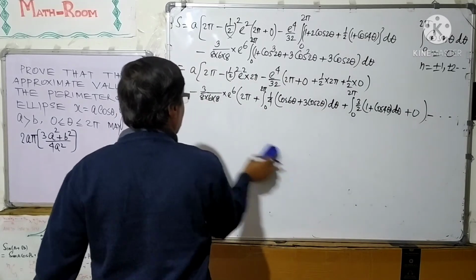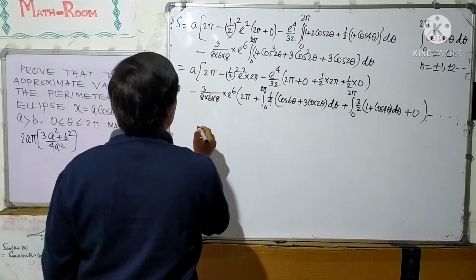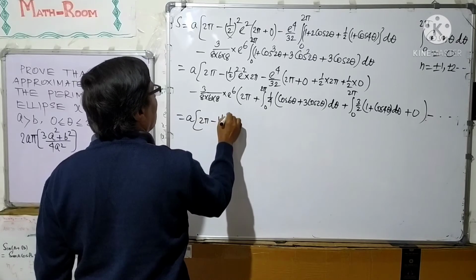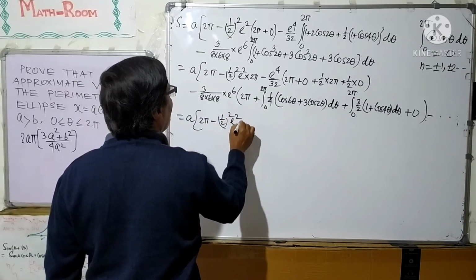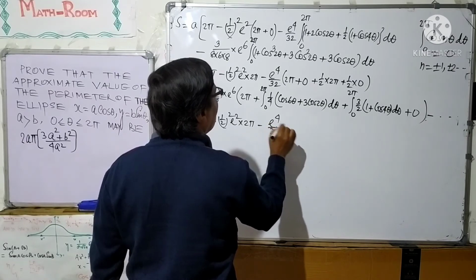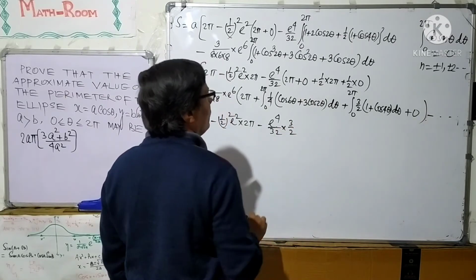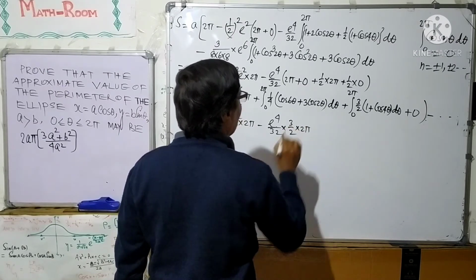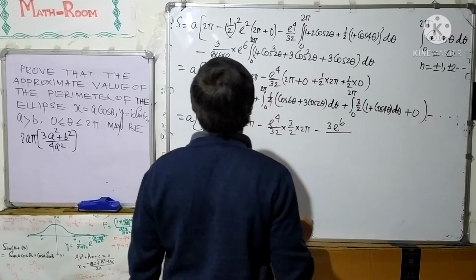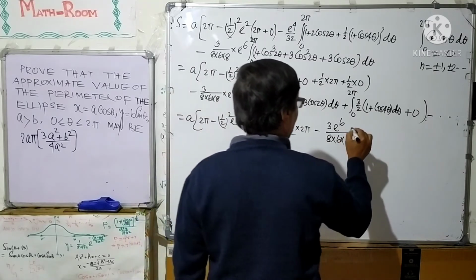This is also an infinite series. So, we have a into 2 pi minus half square e square into 2 pi minus e to the power 4 over 64 into 3 over 2 into 2 pi minus 3 e to the power 6 over 8 into 6 into 8 into 2 pi.